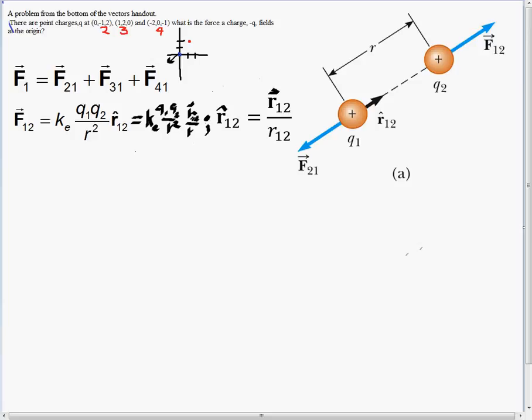Okay, everybody, we're going to talk about a problem which is related to problem 1-3 of your homework, and it's also on the vector sheet. And I started by introducing some of the key items here.